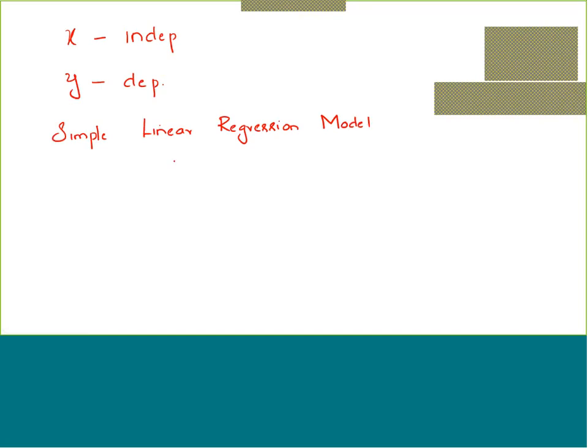For example, if I have only one independent variable x and dependent variable y, then the simple linear regression model, what we have considered, as you know very well, is y equal to beta naught plus beta 1 x plus epsilon, where epsilon is the error random variable, which follows a normal distribution with mean 0 and variance sigma square.